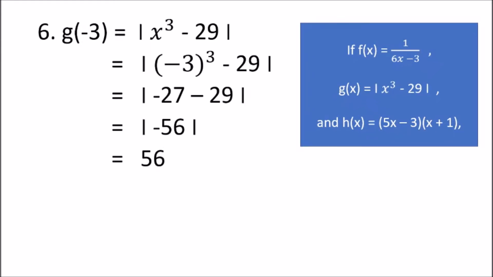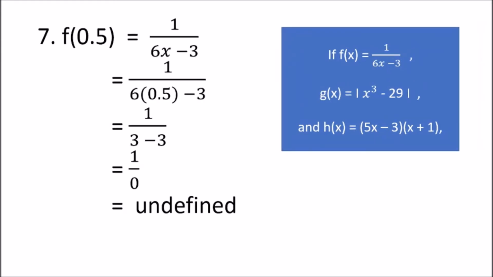Number 6. In this problem, we are going to multiply -3 three times since the exponent is 3. This becomes -27. For number 7, the answer is undefined because 0 is in the denominator, but if the 0 is in the numerator, then the answer is 0.